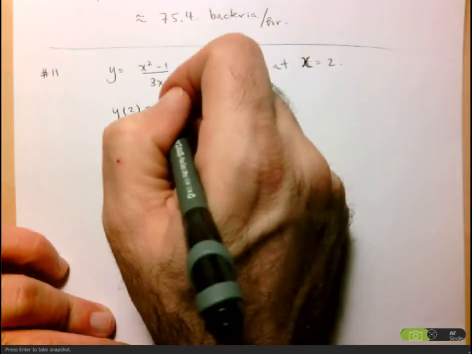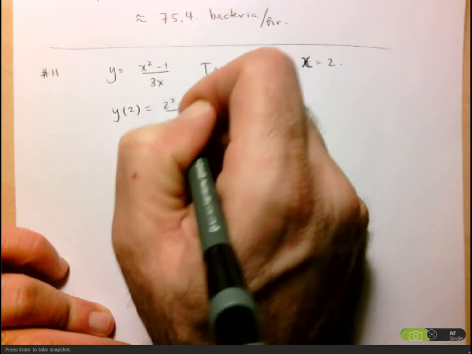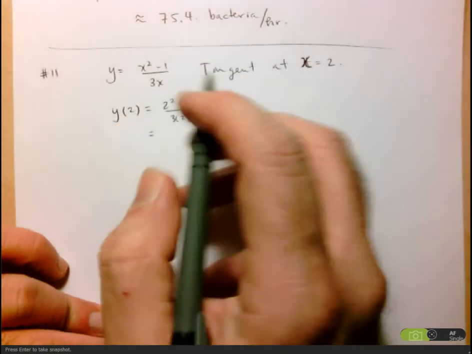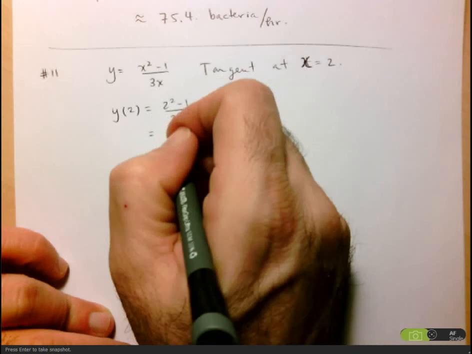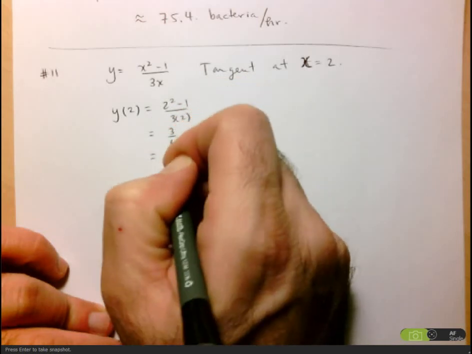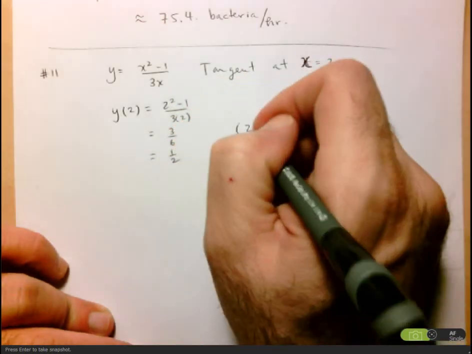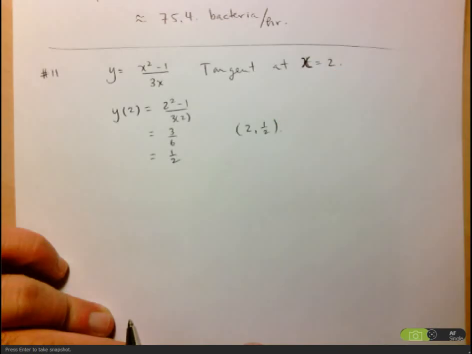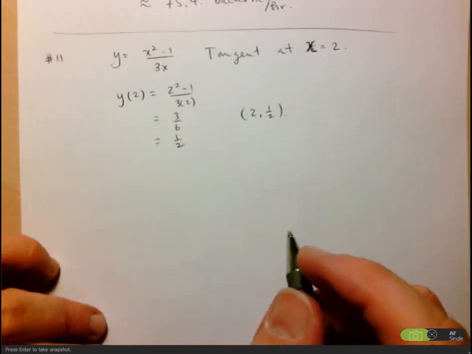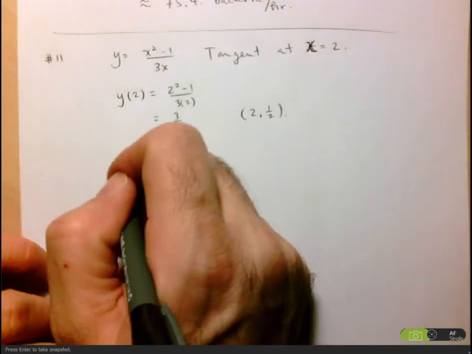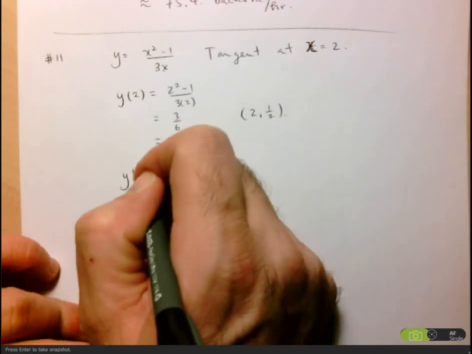Okay, so 2 squared minus 1 over 3 times 2. So that gives us 4 minus 1 is 3 over 6, so 1/2. So we know the point (2, 1/2) is on the curve. So now let's go and find the slope of the tangent. So first we need to find the derivative of our function here.